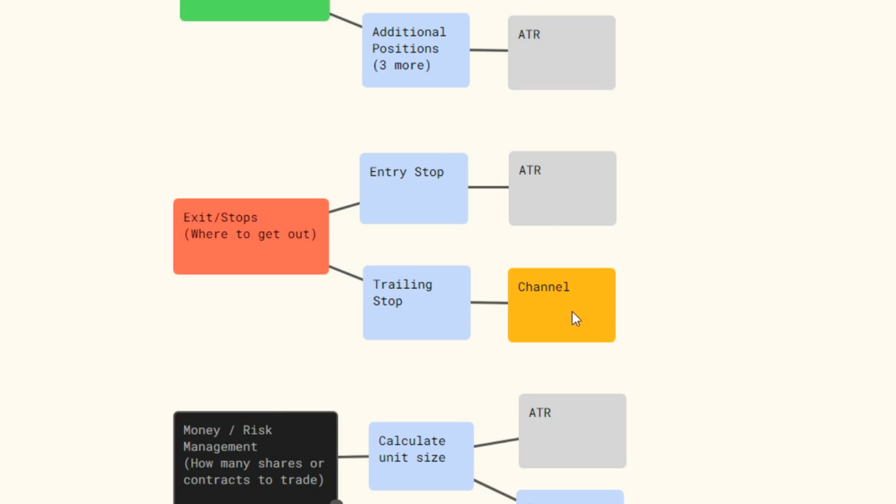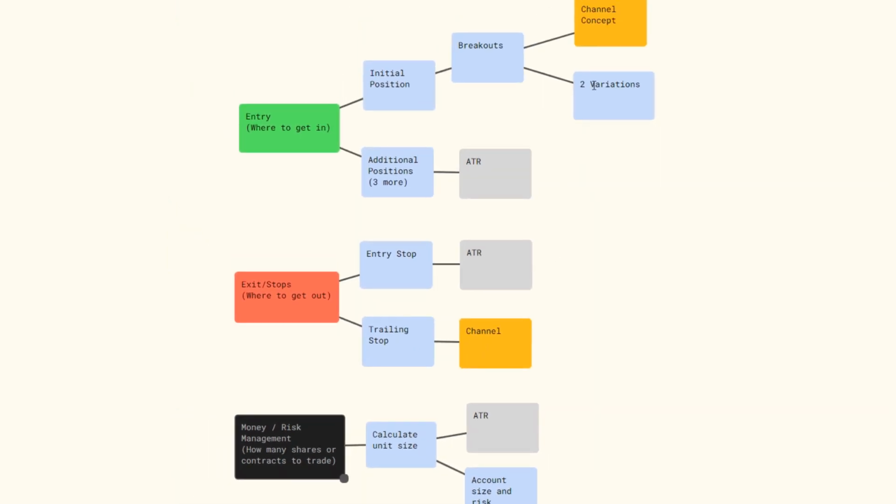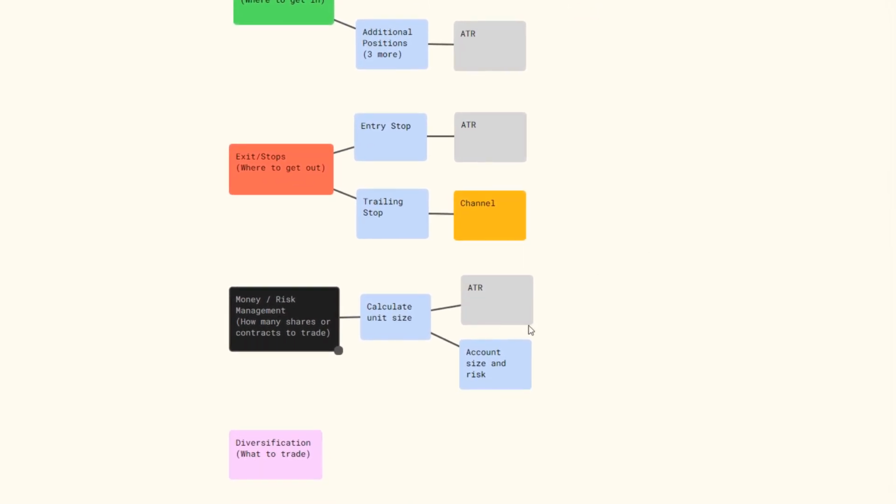The trailing stop is governed by the channel. So as you see here, I've kind of highlighted the channel concept. The channel comes into play in the entry as well as the trailing stop. The ATR comes into play for the entry as well as the entry stop. And so finally you have the ATR coming up again with the money management / risk management, which is how many shares or contracts to trade.